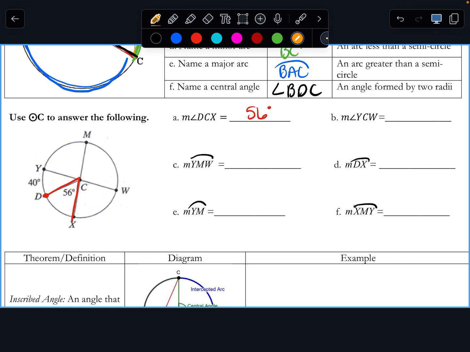YCW. Jeez. YCW. What? That's weird. Oh, it's straight. Know what a straight angle is? 180. There she is. Okay. Now we're in arc world. So now arc is you got a curve around the thing because it's got the curved marking over it.